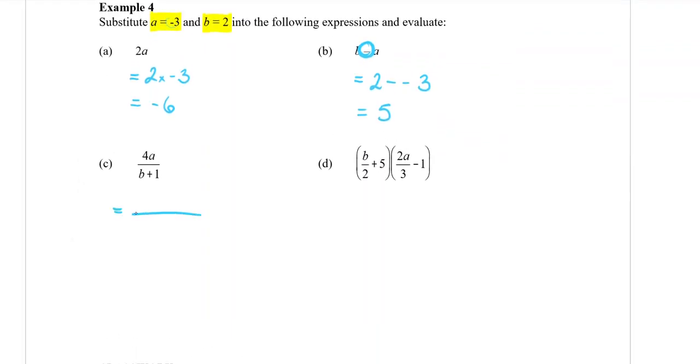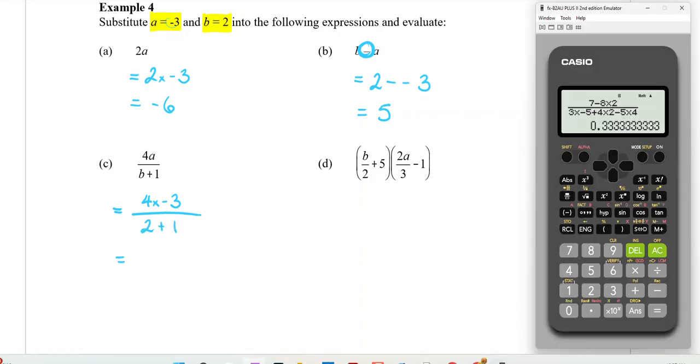Part C. On the top line of the fraction, 4a will be 4 times minus 3. On the bottom of the fraction, we have b, which is 2 plus 1. Then you might want to put that one in the calculator. Using the fraction button, 4 times minus 3 over 2 plus 1, which is equal to negative 4.